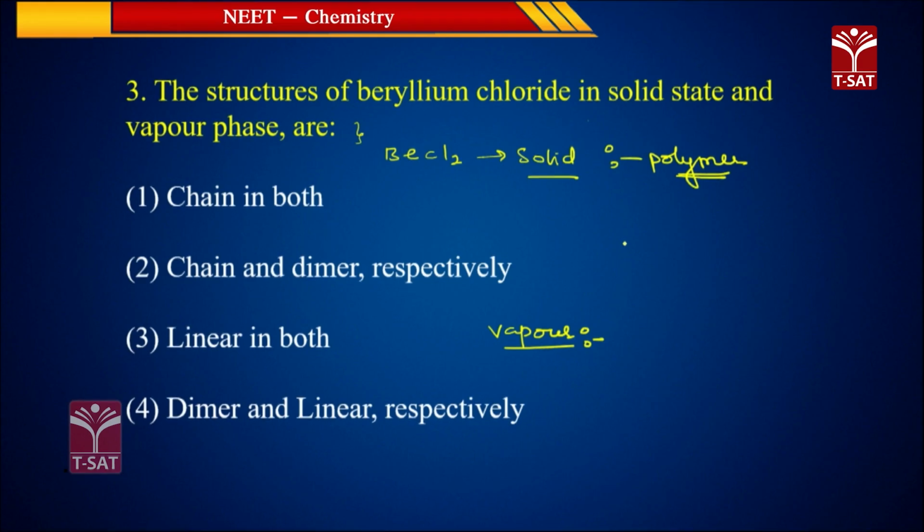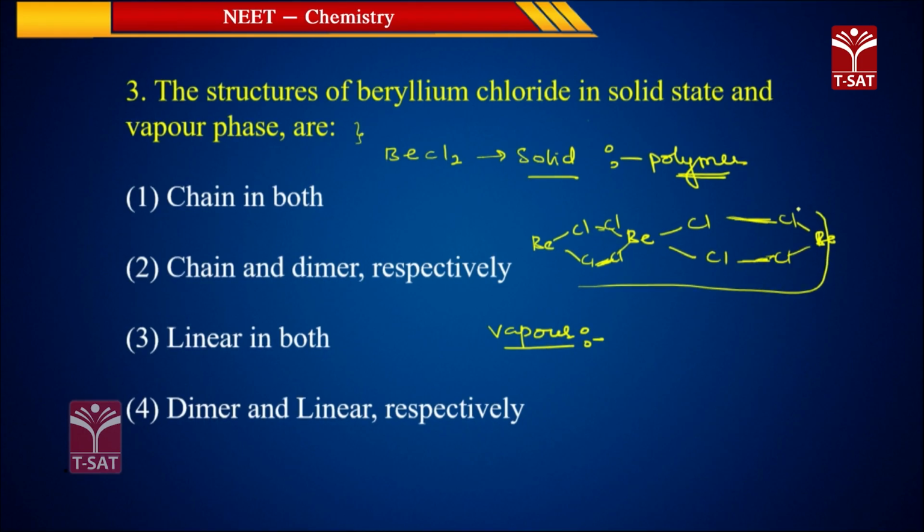It means it will be like this: BeCl, Cl, and you will have another Be here, with Cl, Cl, here also Cl, Cl. So there is a bond between these two, and another Be like this, Cl, Cl. Like this, between two BeCl2 molecules, a bond is formed. So it exists as a polymer, like this it will continue, here chlorine, here chlorine, and so on.